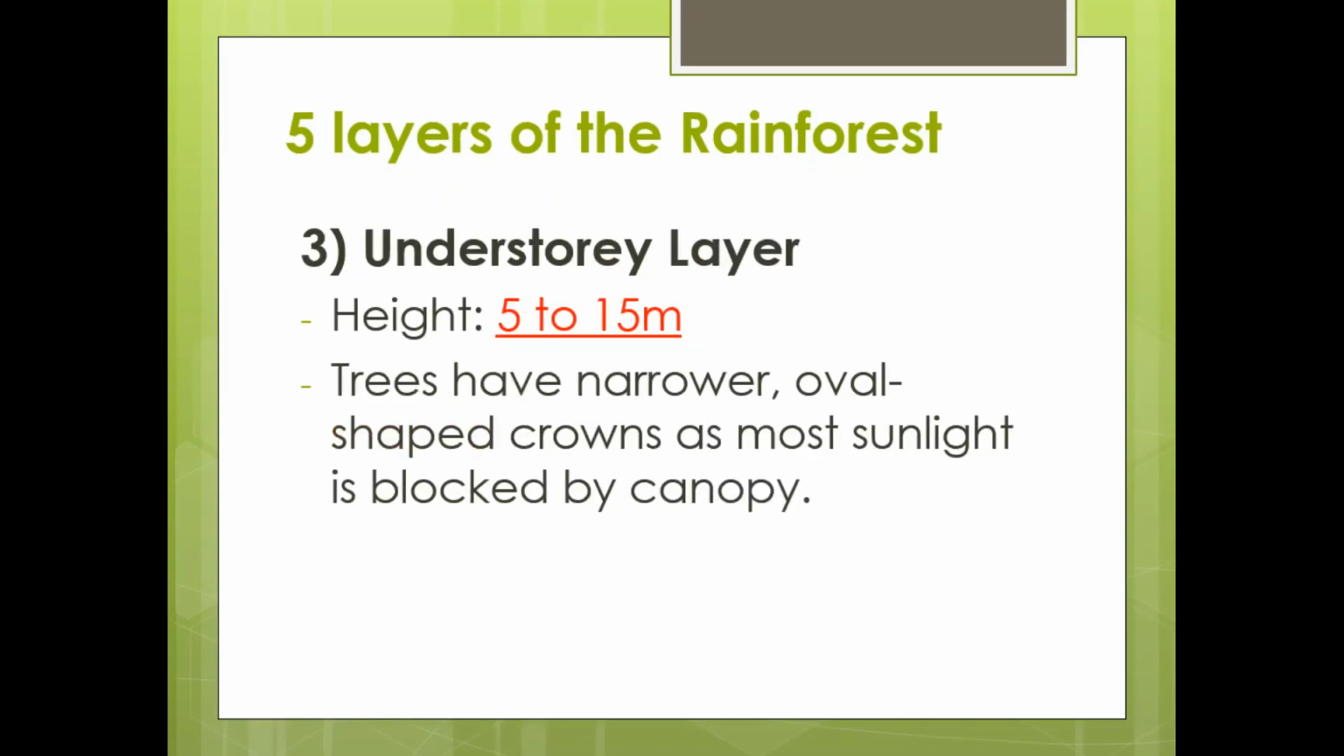Okay, the next layer is the understory layer, and this is between 5 to 15 meters. As I said, the canopy layer blocks most of the sunlight from shining into the forest floor layer. As a result, this layer's trees are narrower and narrower, forming an oval shaped crown because they do not get enough sunlight to produce nutrients for them to grow big. As a result, the trees are narrower.